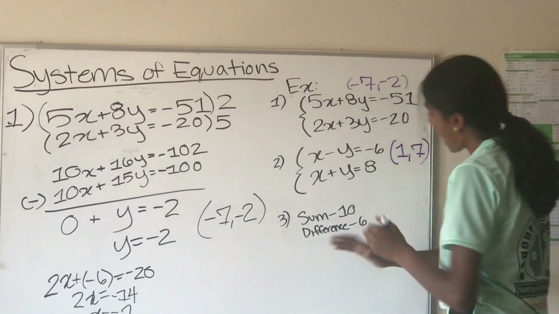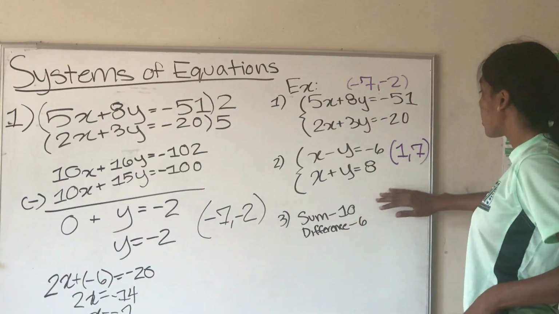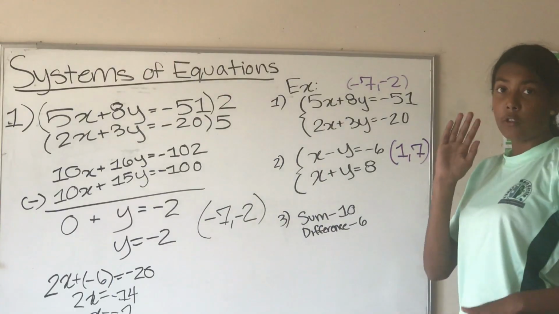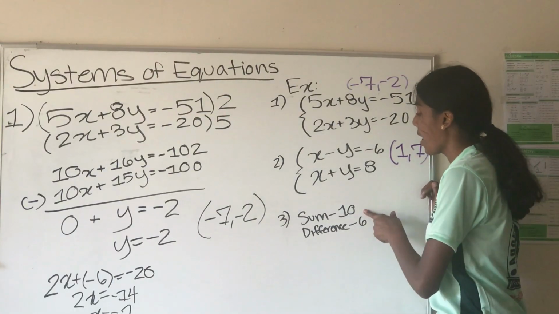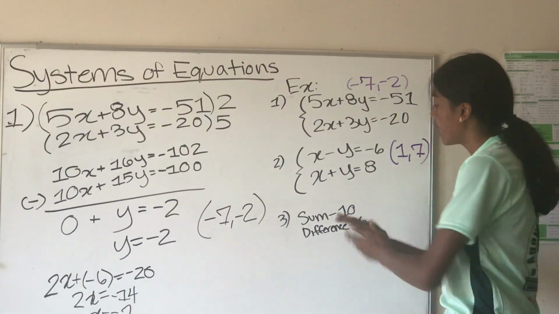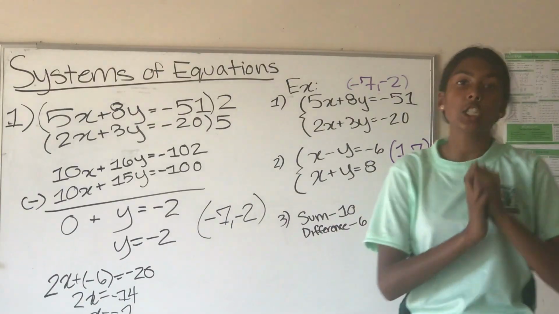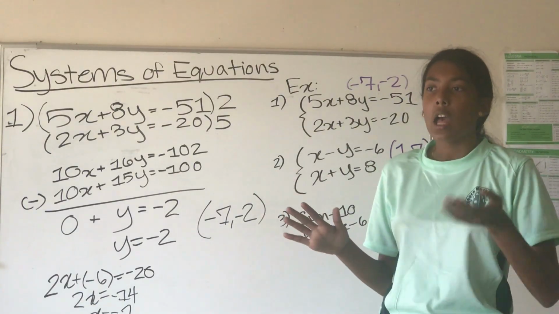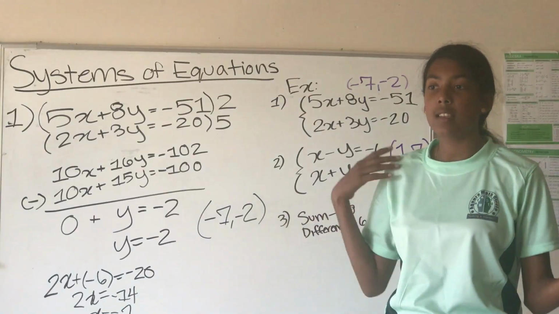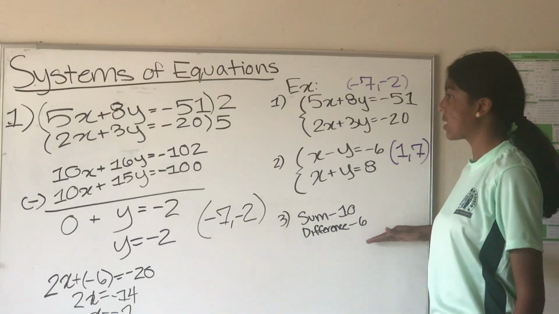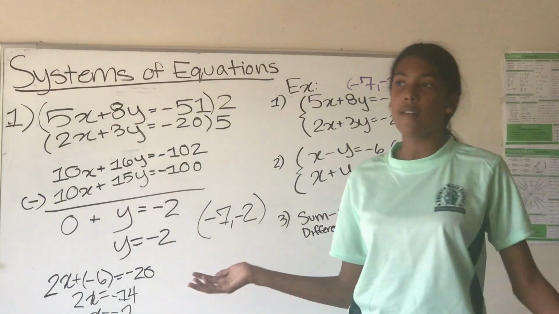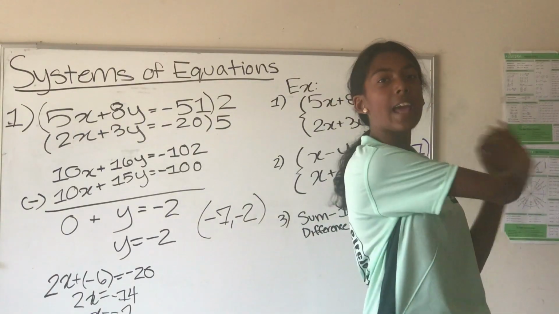So this last one is for you guys to do, but I'm going to help you a tiny bit with that. We have the sum of two numbers is 10, difference is 6. So let's just think of it this way. Your two numbers are going to be x and y. x plus y is 10, x minus y is 6. And there you have it, and that's it for today.